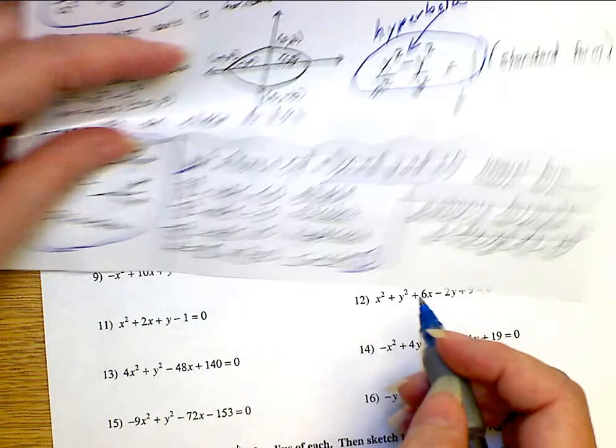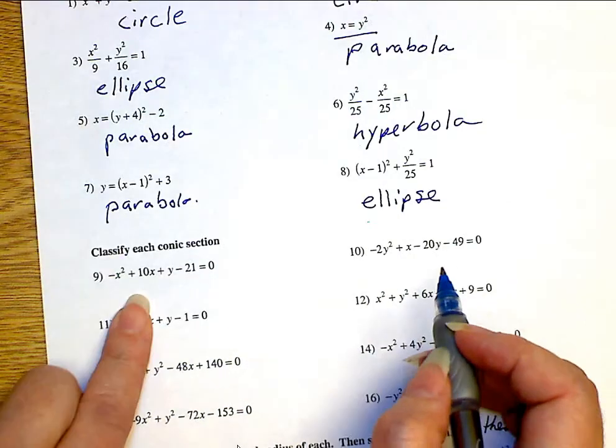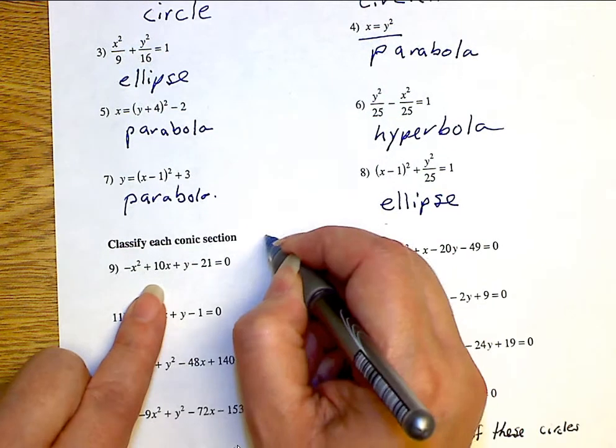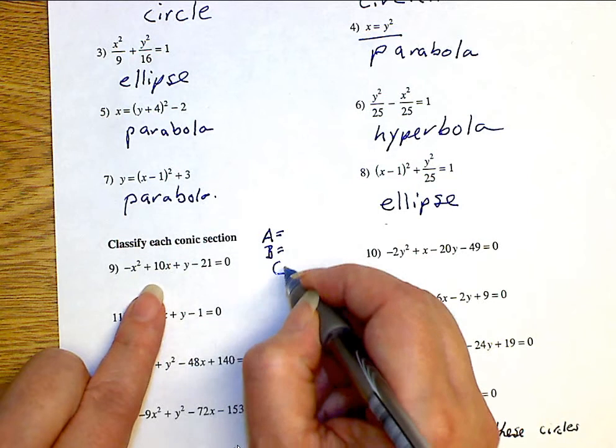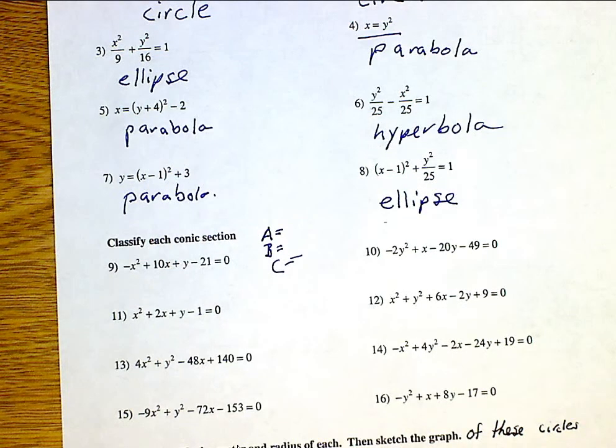So let's do number 9 together. I want you to take a second and figure out what A is, what B is, and what C is. What I just told you, I want you to figure out what those 3 points are.